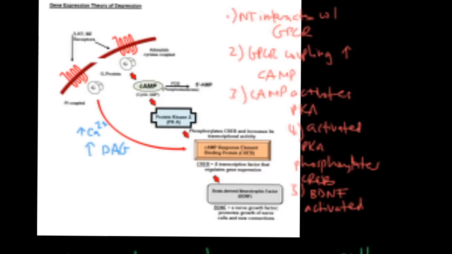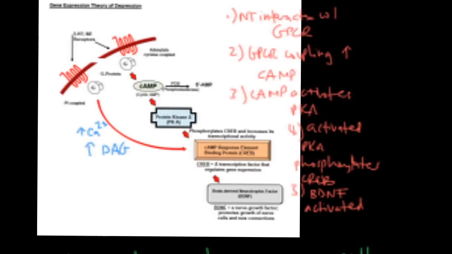Number one, the neurotransmitters, serotonin and norepinephrine, interact with your GPCR, your G-protein-coupled receptor. Now, your G-protein-coupled receptor couples with cyclic AMP, and then cyclic AMP activates protein kinase A. This activated protein kinase A phosphorylates CREB, which is the cyclic AMP response element binding protein. Phosphorylating CREB activates CREB, and activated CREB activates brain-derived neurotrophic factor, BDNF. And BDNF is a nerve growth factor that promotes the growth of nerve cells and new connections.